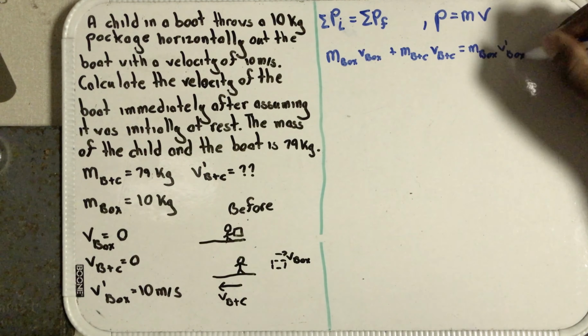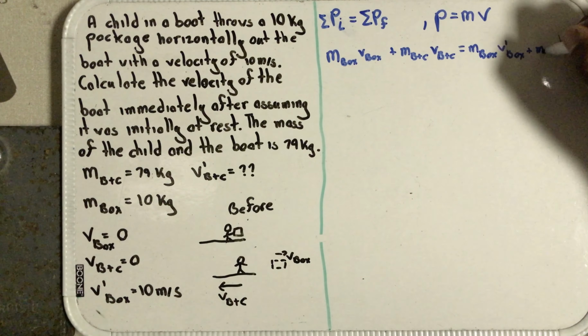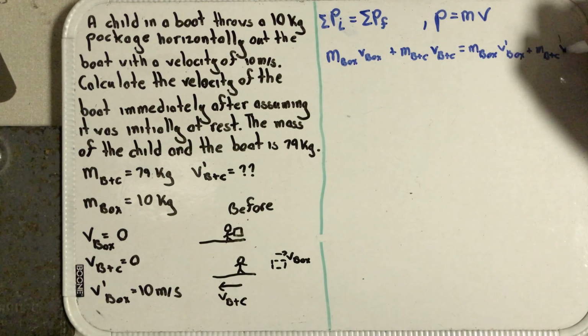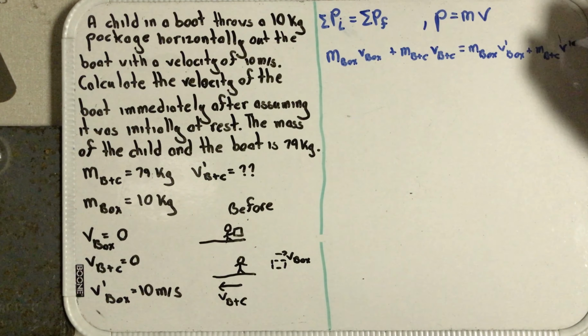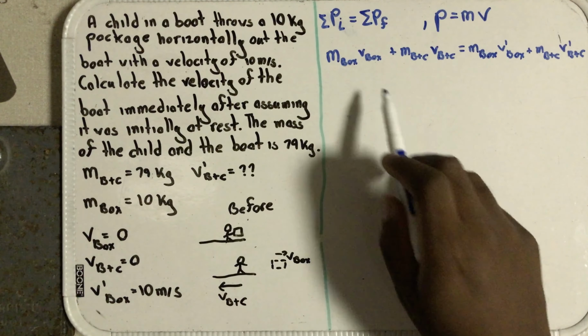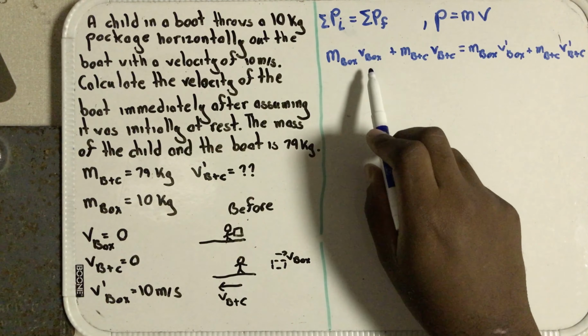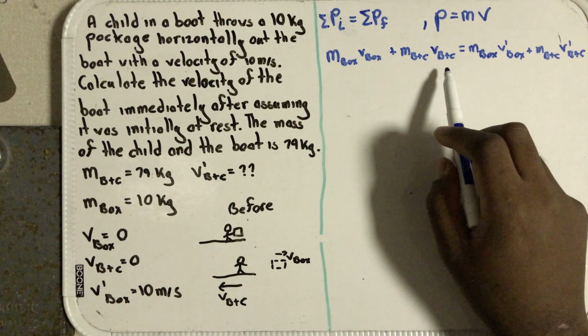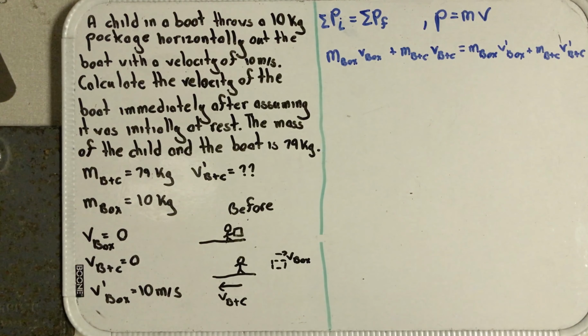Final velocity of the box, plus the mass of the box plus the child times the velocity prime of the box plus the child. Now, since initially they're at rest, this and this is zero, the initial velocity of the box and the initial velocity of the boat and the child. Since they're all together, you could think of them as stuck together. All their velocity is the same.